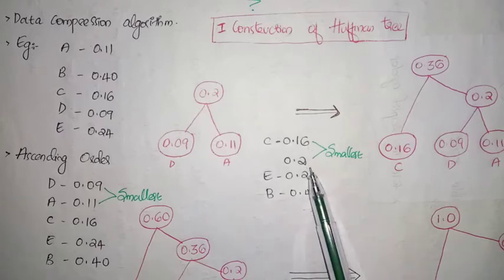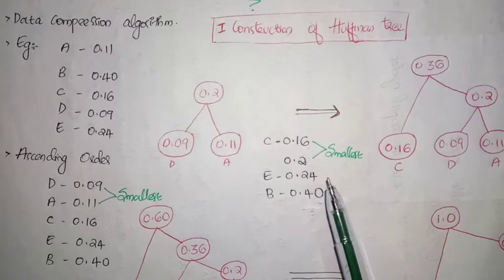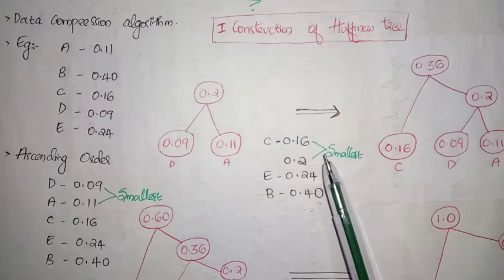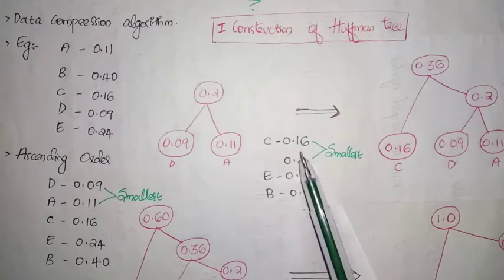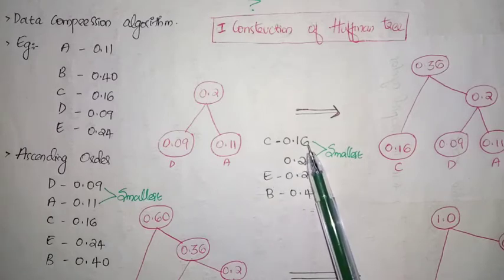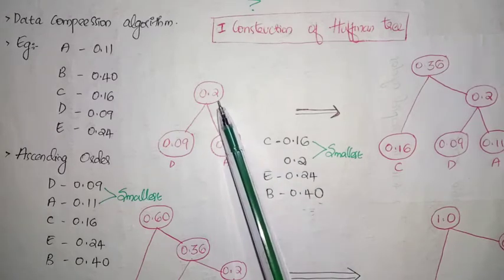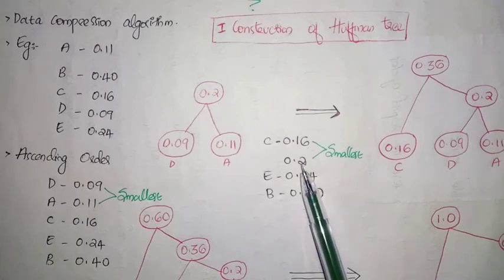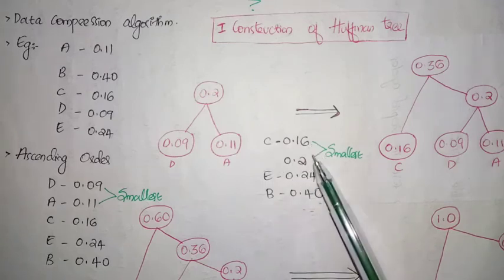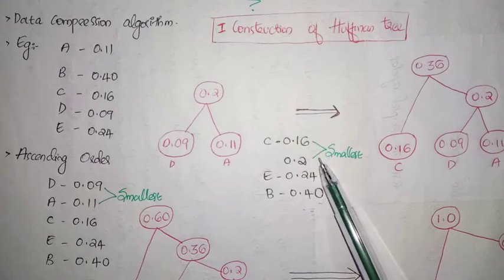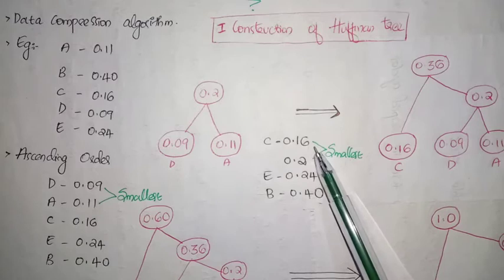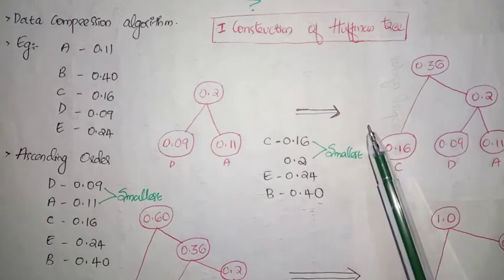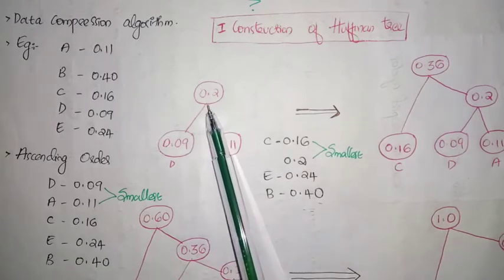Now again we continue the same step, wherein the two smallest probabilities are added together. Here C has a probability of 0.16 and our newly created probability is 0.2. Since these two are the smallest probabilities, in the next step we add these two probabilities and create a new parent node in the same manner.